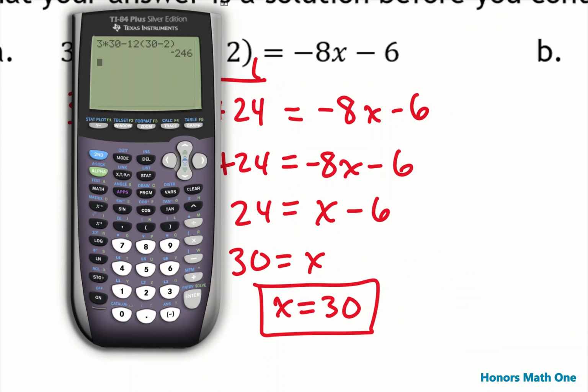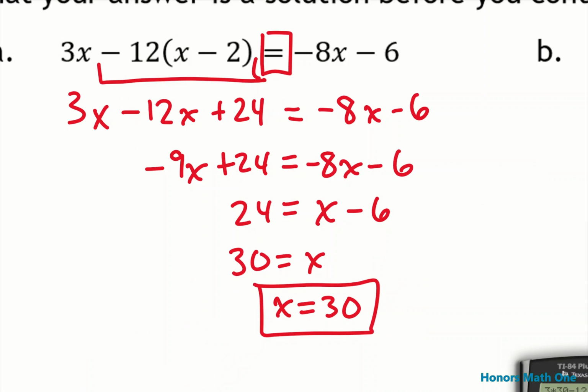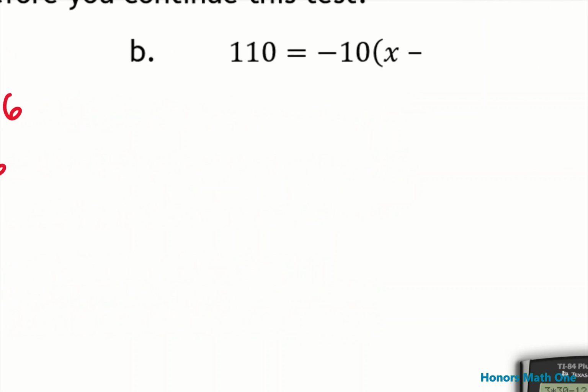Now over on the right hand side I'm going to take my negative 8 times 30 and then subtract from that 6, and you can see I also get negative 246. So I am sure that when I plug 30 into this equation it makes both sides negative 246, or what's important is it makes them equal to each other, which is the point of solving an equation. To solve an equation means to find a value of x that makes both sides the same thing, and we've done that here. Let's go over to part B.